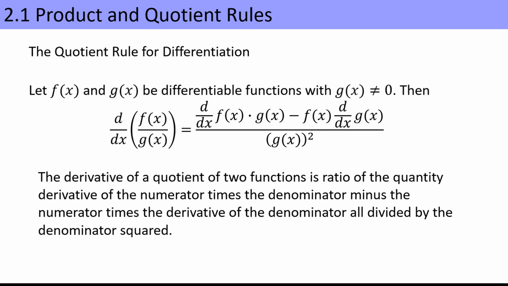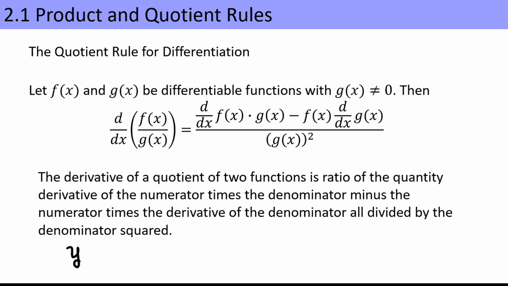The derivative of a quotient of two functions is the ratio of the quantity derivative of the numerator times the denominator minus the numerator times the derivative of the denominator, all divided by the denominator squared. For me, that's a big mouthful, so I prefer to memorize it this way.